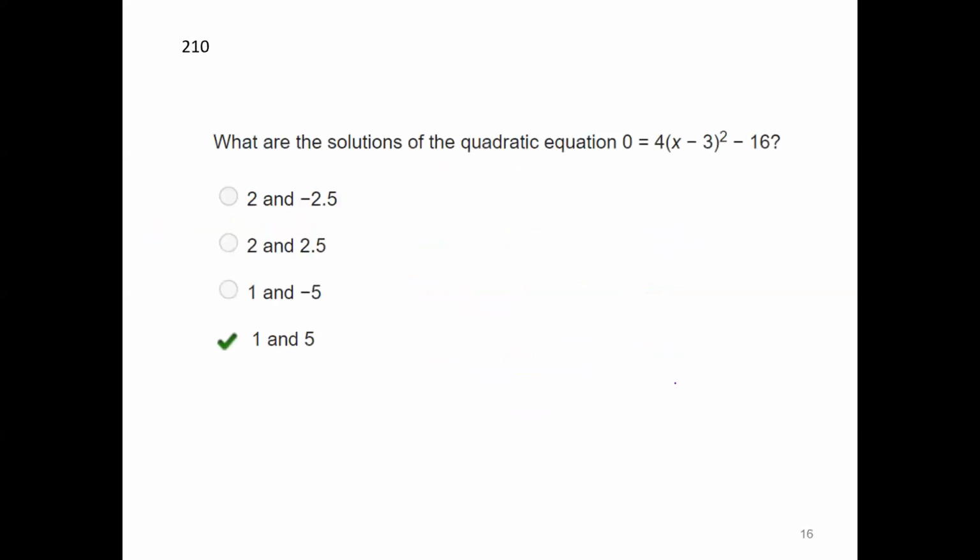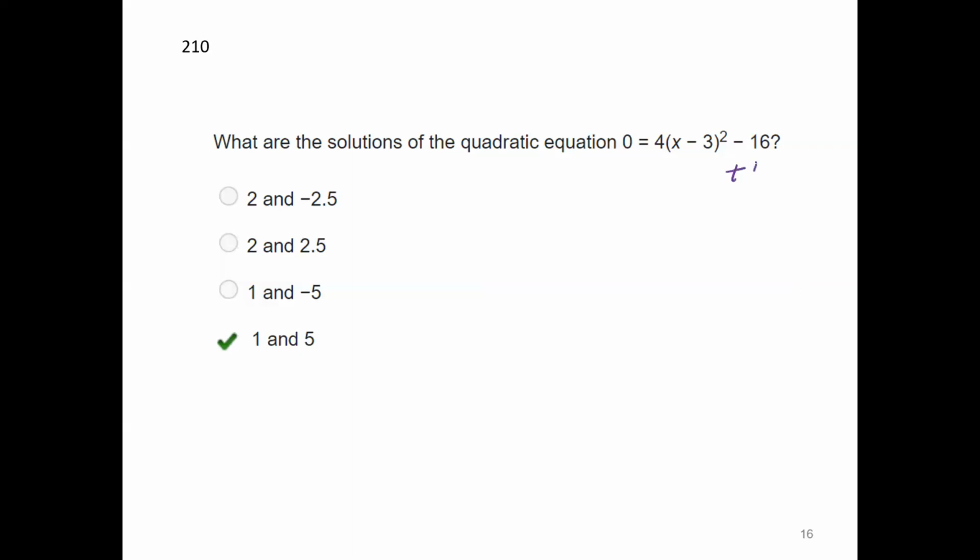All right, last question before a break. What are the solutions of the quadratic equation? Go ahead and highlight the important information, you guys. All right, so what are the solutions to this right here?